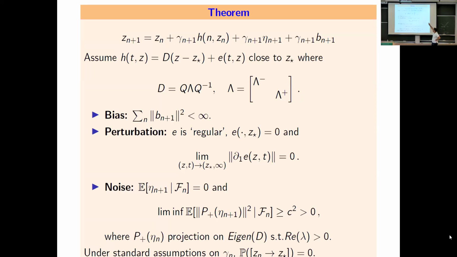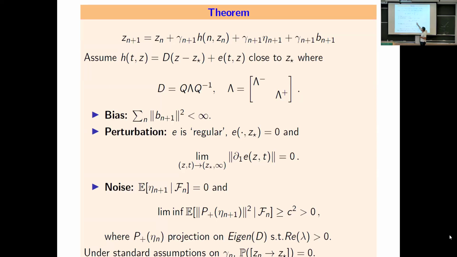So now we will make assumptions on the different parts of the algorithm I mentioned at the very beginning. So there is a bias term, Bn plus 1. Of course, we will need the bias to be very small, and actually we need this square integrability condition for the bias. Think about the bias induced by your estimator of the gradient, of the true gradient. Then we need an assumption on the perturbation that I mentioned, E of t and z. So we assume that it's regular, that it is sufficiently smooth. I'm not detailing the exact assumption here, but basically it is 0 at z star, and the important part is that it should vanish at some point to be controllable.